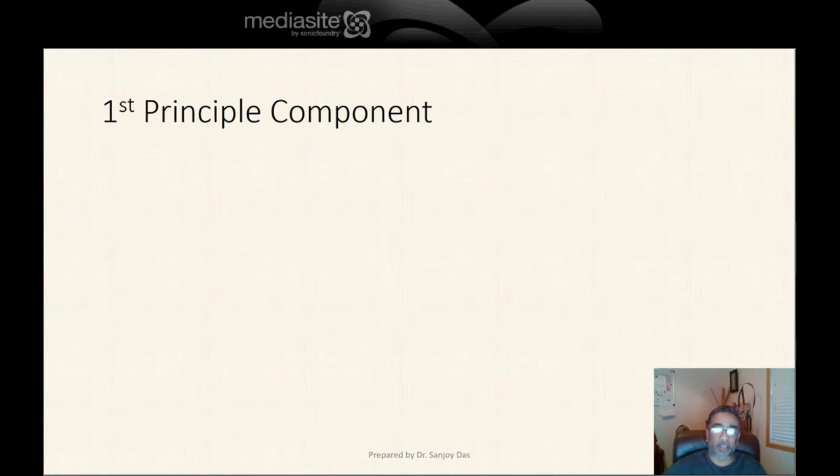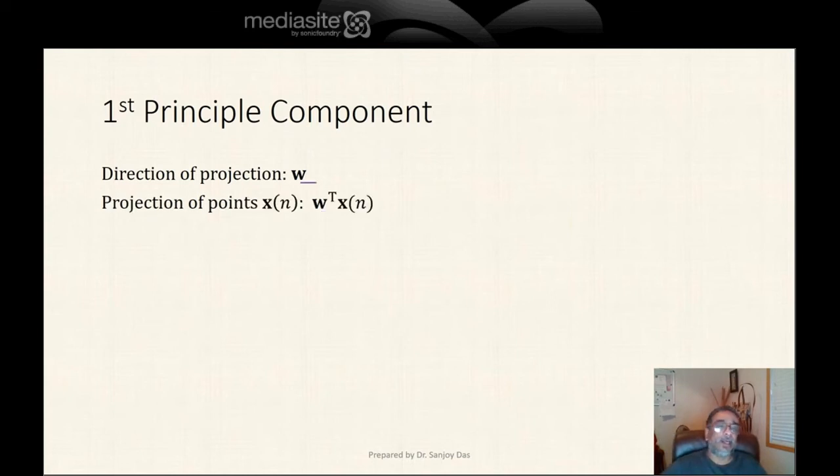So now let's move on to devise the first principal component. So the direction of the projection, we are looking for a direction which is this W, a unit vector W, and the projection of each sample point xn along this direction is W transpose xn. Note that W is not known yet. We have to devise a proper direction W.